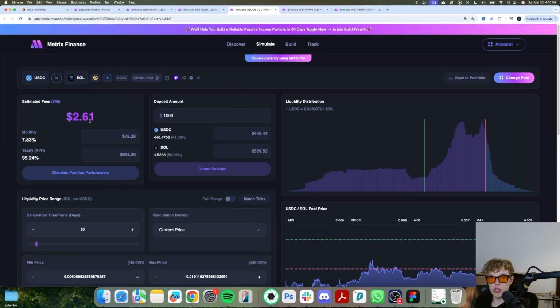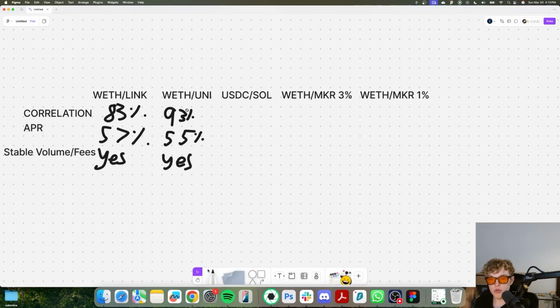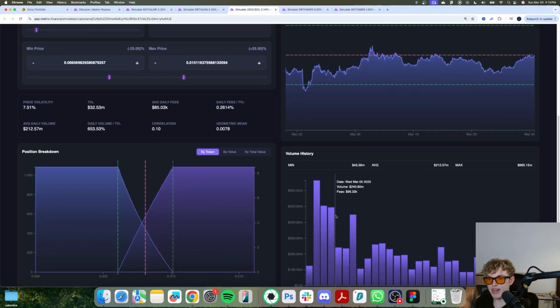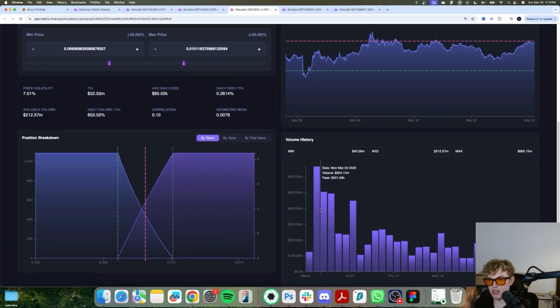So now let's go here, look at the correlation. Now, let's write NA for correlation, because think about it. USDC should not be correlated to Solana because USDC is a stable coin and Solana moves. So if Solana is going up 20 bucks, USDC shouldn't be moving. So now let's look at the volume and fees. Now we're having a lot of fees per day. Look, here we're showing over $266,000 a day in fees.